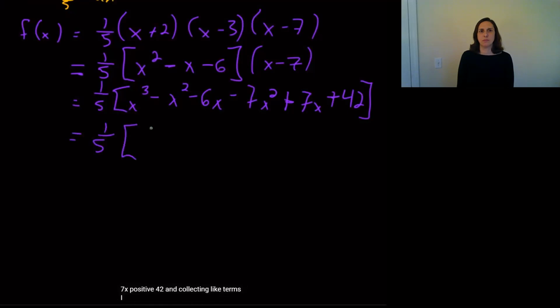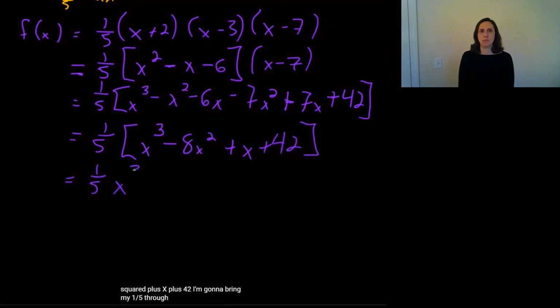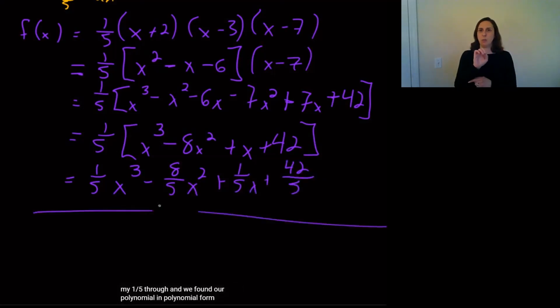And collecting like terms, I only have 1x cubed minus 8x squared plus x plus 42. And then I'll bring my 1/5 through. And we found our polynomial in polynomial form. This is what happens when you have data and you need to find a function. You now have something you can use in the future for something that has solutions of -2, 3, and 7 and passes through the point 8, 10.